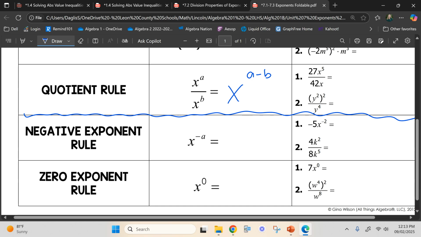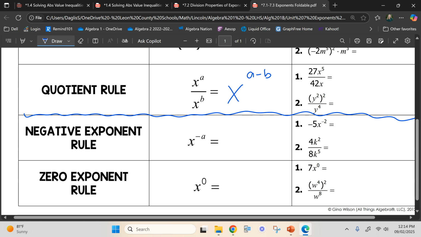Right? Is 2 minus 3 the same as 3 minus 2? No, it is very different. Okay? So notice it's always our numerator minus our denominator when it comes to subtracting. Okay? We have to go in that order.